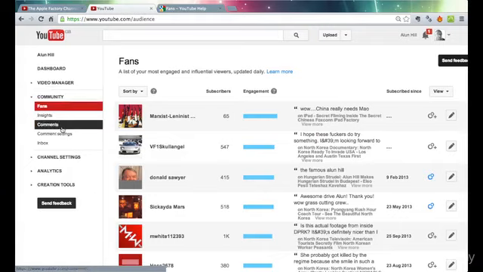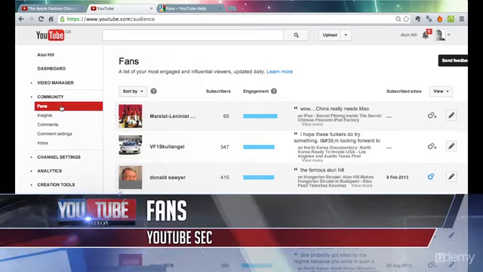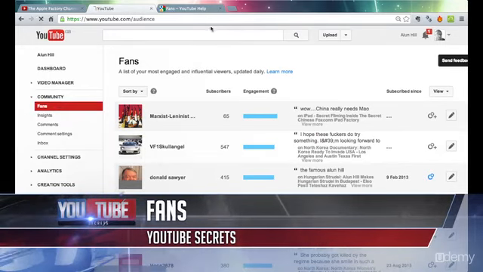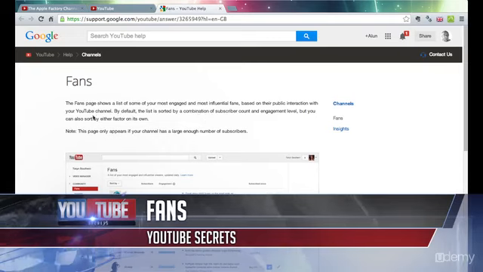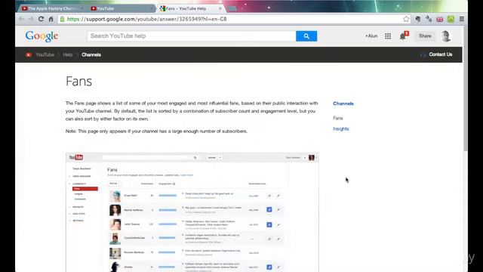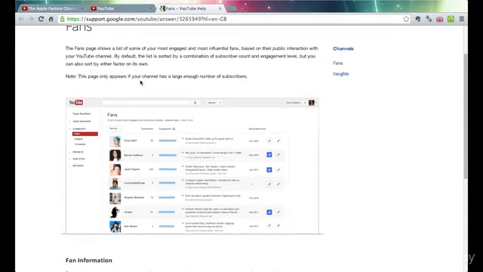And then under community, you've got a whole series of new settings, and YouTube are adding to these all the time. The first thing they show you is fans, and this is the help page for fans. What that tells you is that the fans page shows a list of some of your most engaged and influential fans, basically the people who have commented the most. It's also a combination of subscriber count and engagement level.